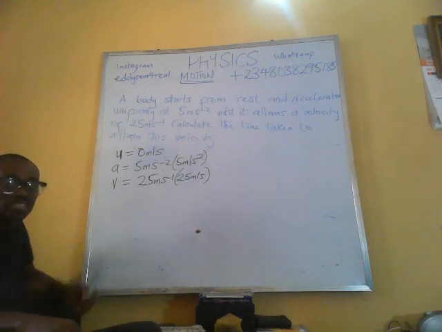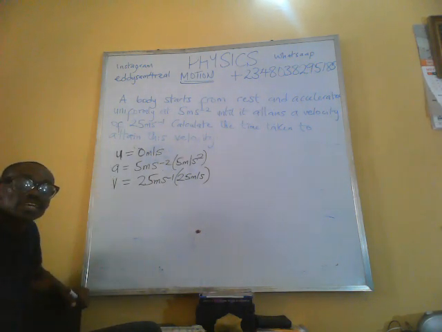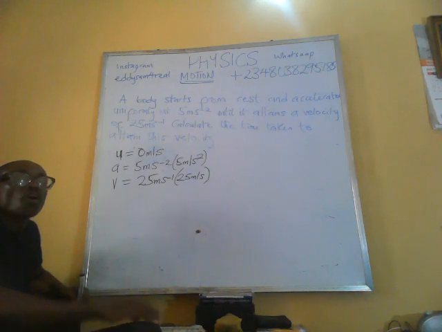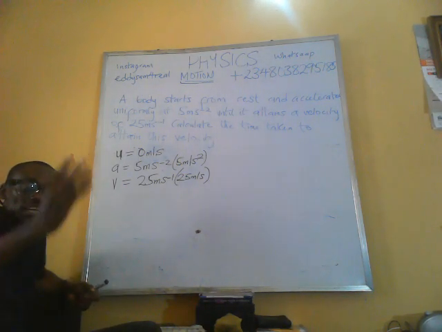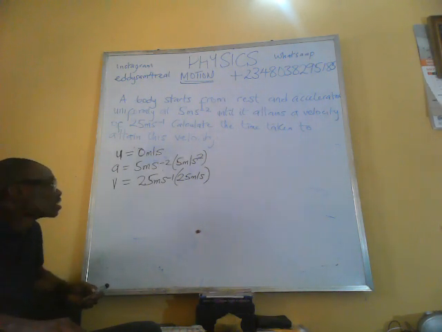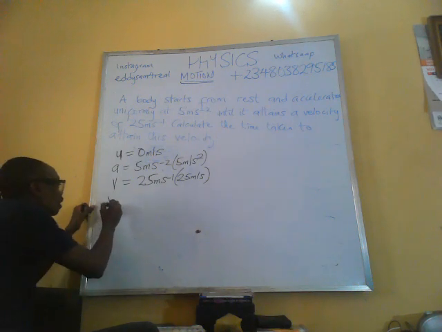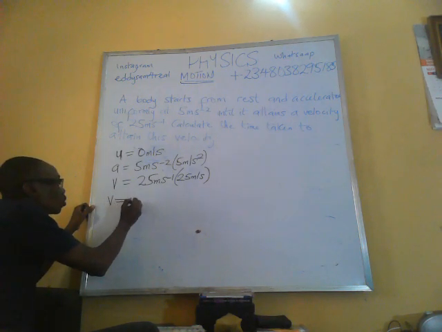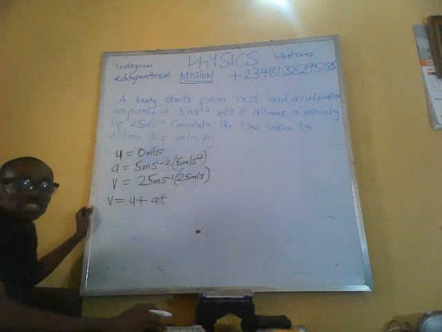When you have these problems of motion, you write down the equations, or you might not need to write down all of them. You can just write down the first one. If it doesn't work, you write down the rest. So let's write down the equation. We have that V is equal to U plus AT. This is our first equation of motion.